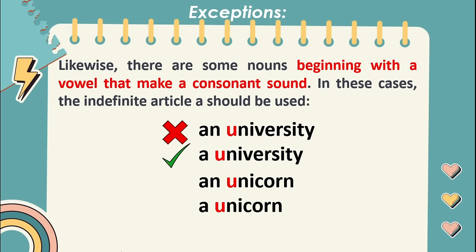A unicorn. What do you think is the correct article for the word unicorn? Is it an or a? And the article for the word unicorn is a unicorn. Just like the word university, unicorn starts with a vowel letter U. But when we pronounce the word unicorn, the first or beginning sound of it is Y. That is why we use article a for this word.